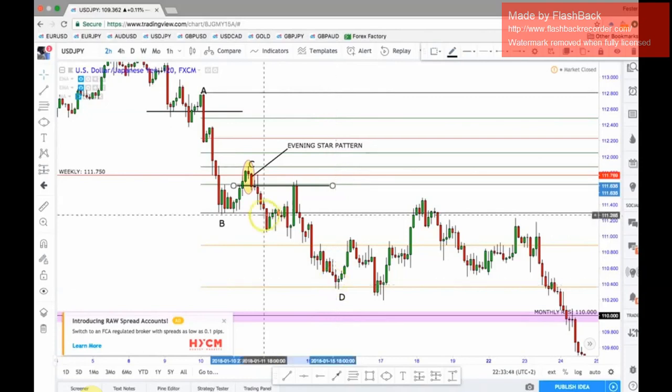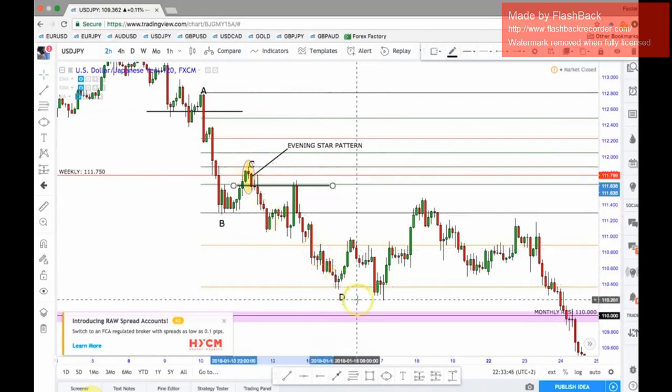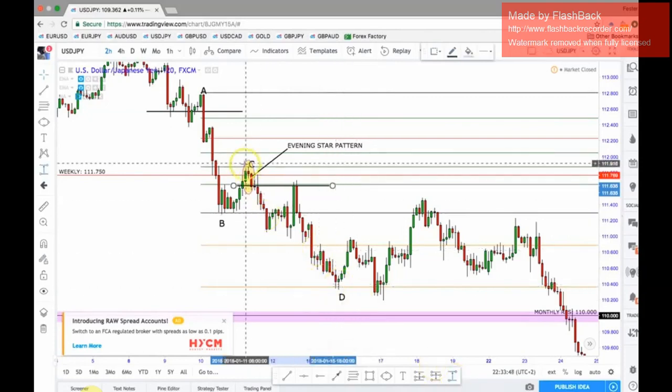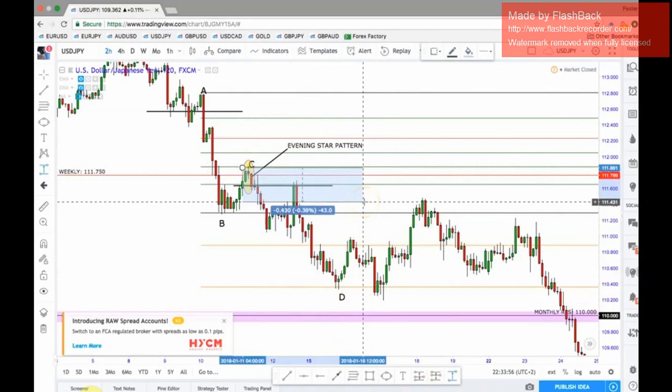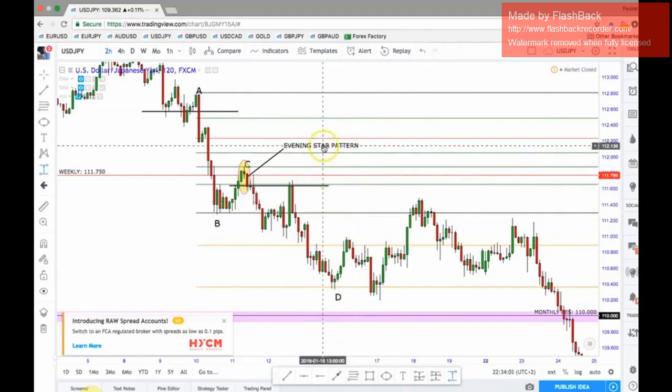Now, let's just say you got in over here and you got out over here. You would have now caught 150 pips. Simple entry, 150 pips. Now, the cool thing about the strategy is you can actually follow the move and get another entry on the next retracement level. So how would you do that?